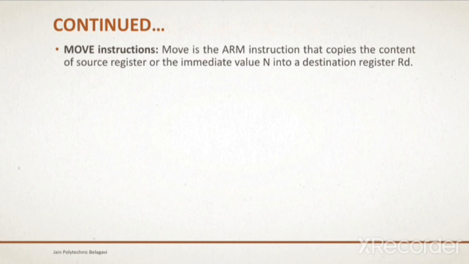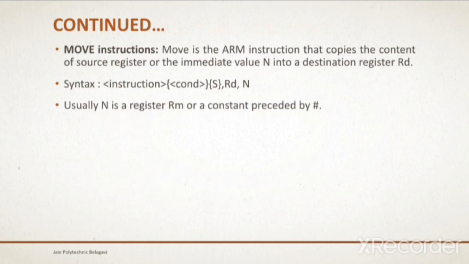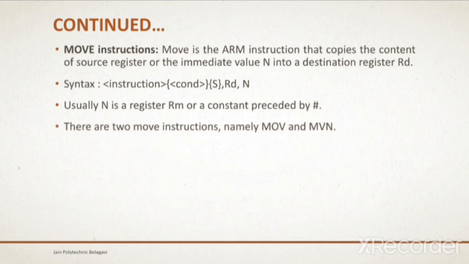Its syntax is given as: you can write the instruction which you are going to use along with some condition, then where the data is going to be stored, that is the RD register, with some source register Rn, or it can also be a constant preceded by hash. There are two move instructions, namely MOV and MVN.